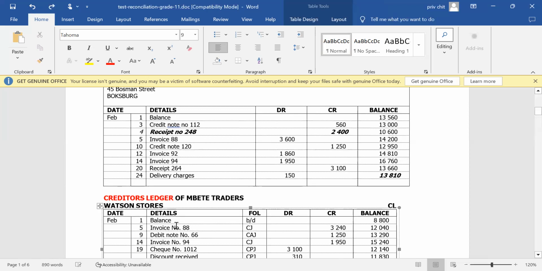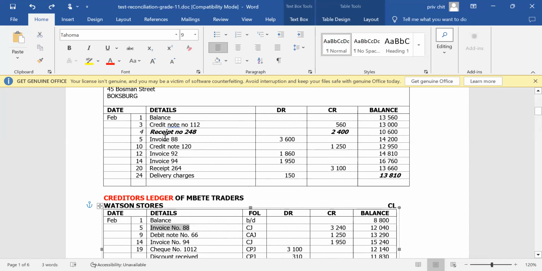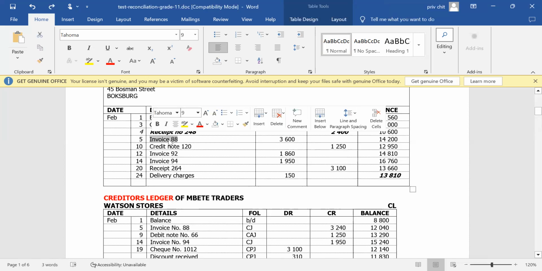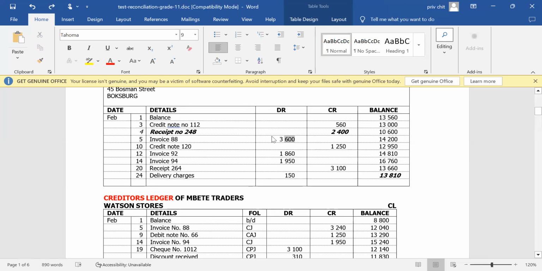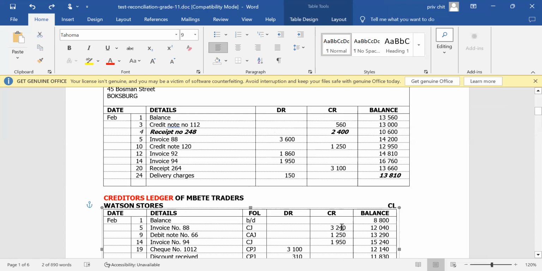Look at it there. You have invoice number 88 on your side, and they also have invoice number 88 on their side. But the values are not the same. Look according to what they are showing you. The balance they have is the balance without taking into account the trade discount. But on our side, we've recorded it already when we consider the trade discount. So how much is the trade discount? So ours is correct.